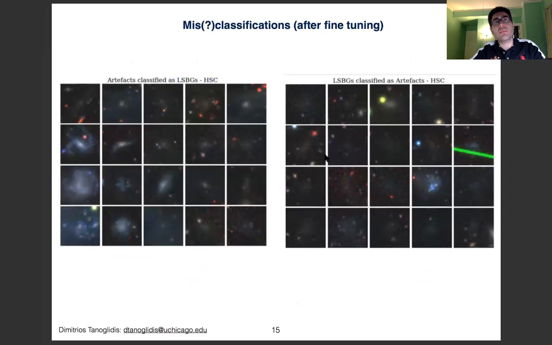Let's see again some misclassifications. These are some artifacts classified as low surface brightness galaxies. Some of them probably they are. These were probably very bright galaxies that they didn't want to include, but nevertheless are galaxies. And some low surface brightness galaxies that were classified as artifacts. These seem to be the faintest objects out there.